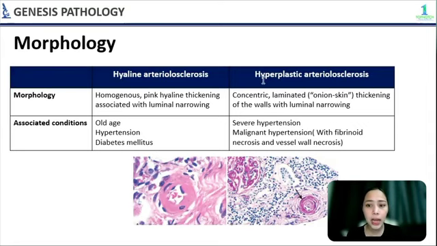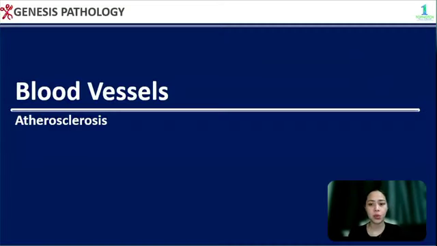The next morphology is hyperplastic. So here, these lesions occur in severe hypertension. The vessels here have a concentric laminated thickening of the walls, what we call onion skinning, seen here in the image, no? So this will lead to luminal narrowing too. So these laminations or thickenings consist of your smooth muscle cells with a thickened and reduplicated basement membrane. So this is seen in cases of severe hypertension, malignant hypertension, but in malignant hypertension, meron pang fibrinoid necrosis and necrosis of the vessel wall.